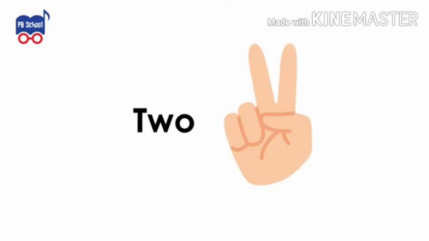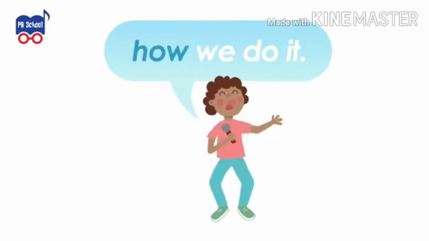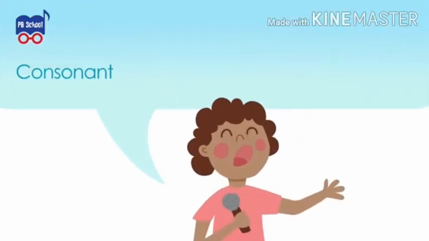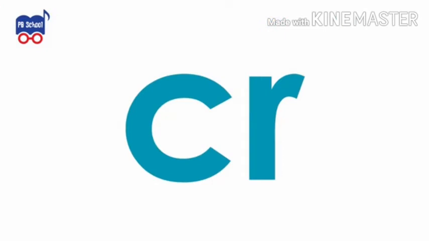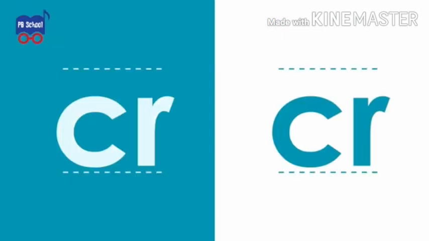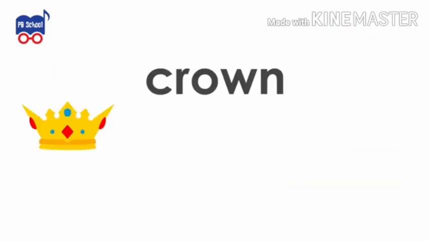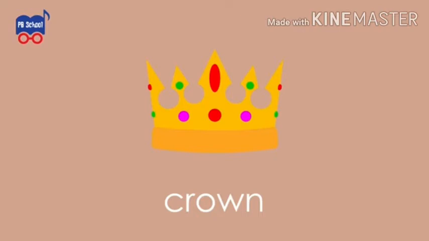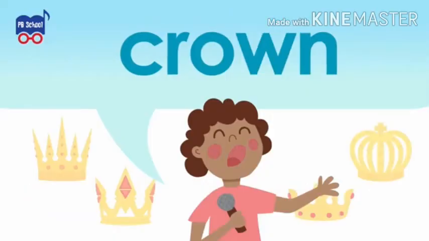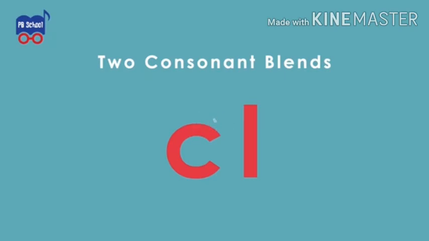Two consonant blends. This is how we do it. Consonant C and consonant R. Cr, cr, cr, cr. Crab, crab, crab, crab. Crown, crown, crown, crown. Crab, crown, crab, crown.